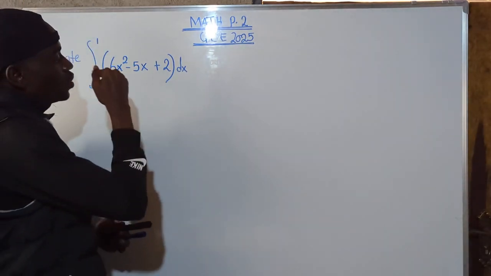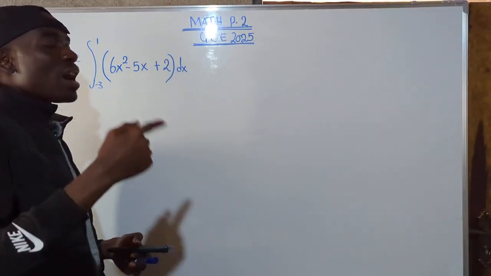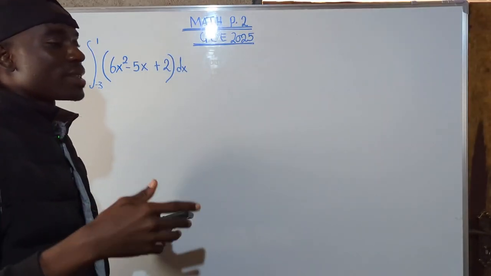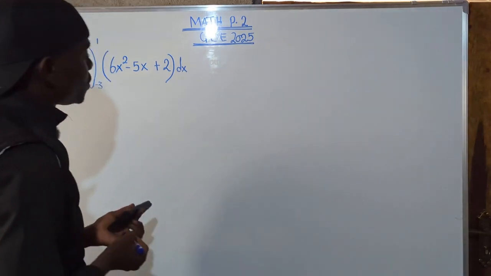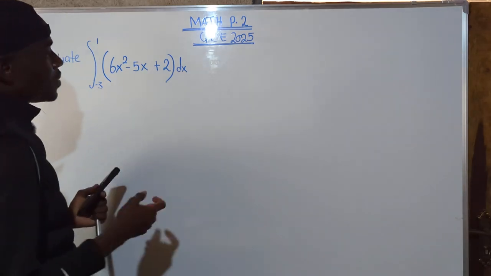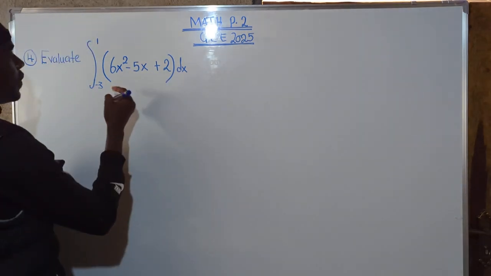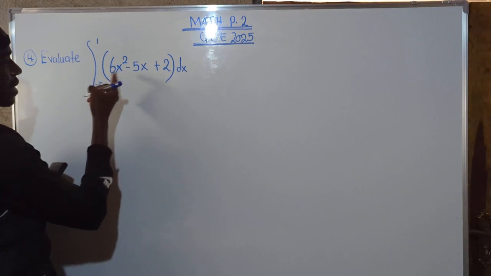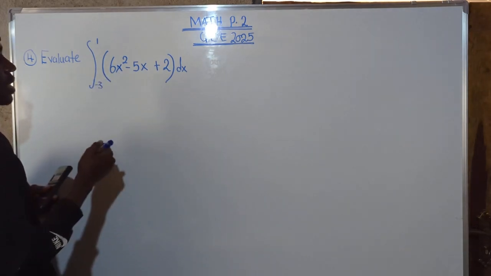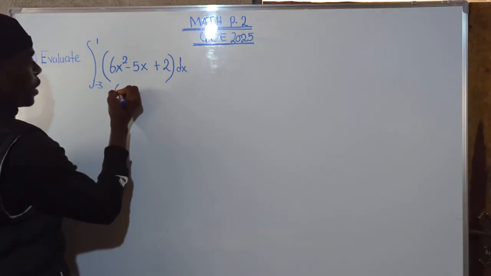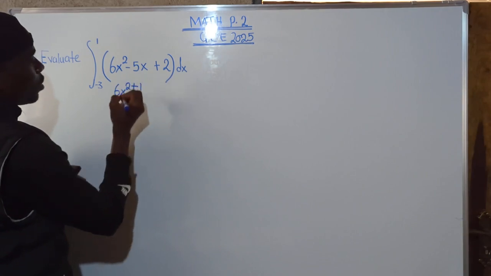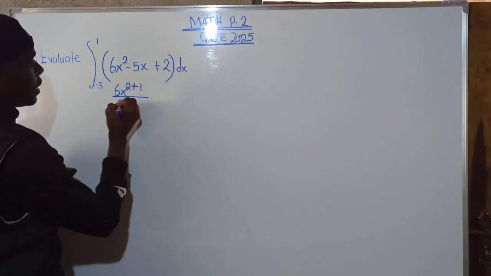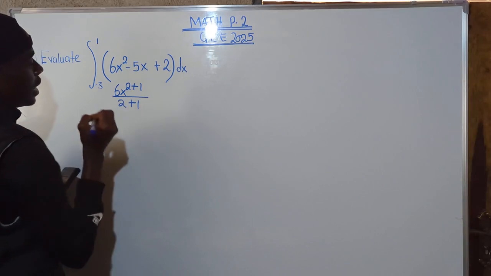Whenever you are doing integration, you are supposed to think the reverse of differentiation. The two are different. Now, how do you go about finding this particular question? The first thing that you're supposed to do is to integrate this part. How do you integrate? We have 6x to the power 2. We just add 1 on top, and then we say the same thing also in the denominator, right?